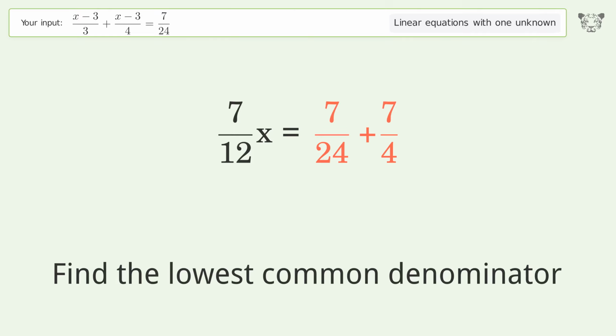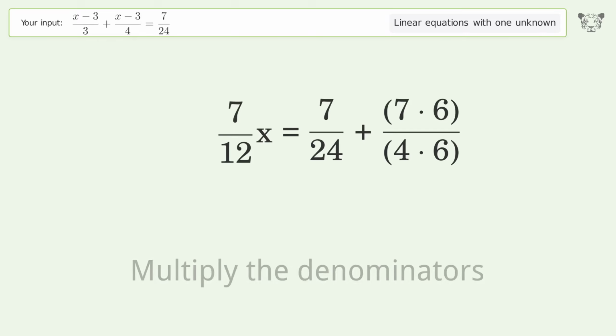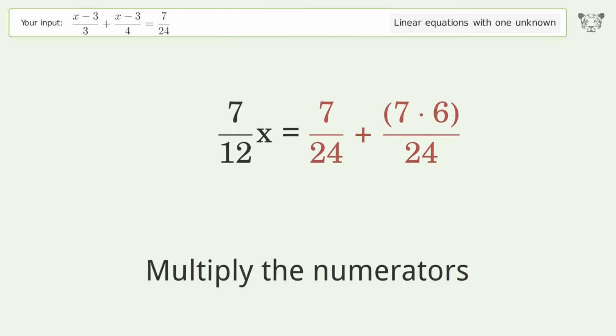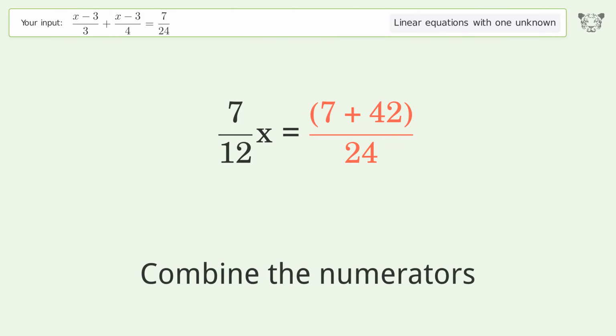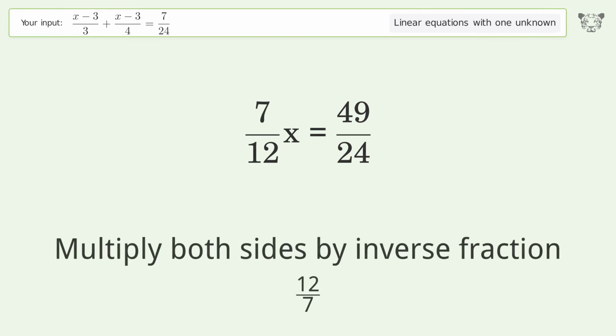Find the lowest common denominator. Multiply the denominators. Multiply the numerators. Combine the fractions. Combine the numerators. Isolate the x. Multiply both sides by inverse fraction 12/7.